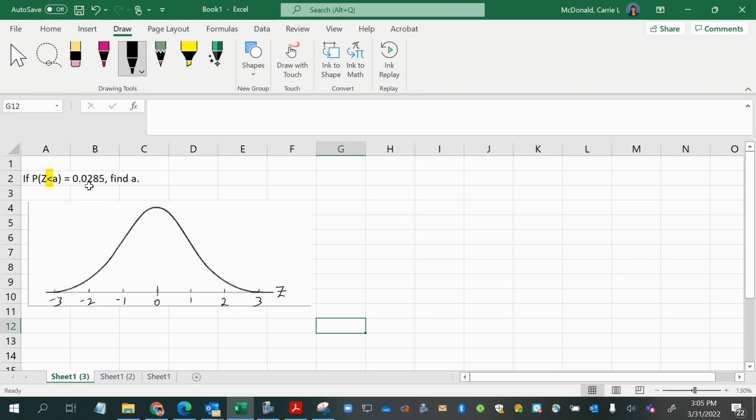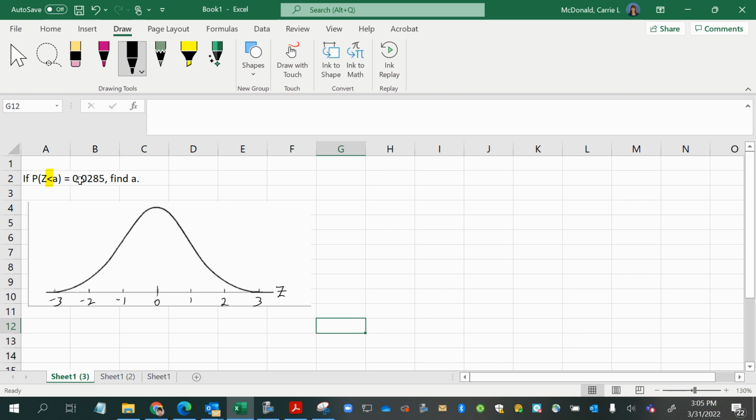Now, knowing that this is a left area, I should mention why I know this is an area, because of the notation here, P of Z less than A. This notation we need to be familiar with at this point in the course, and it means the probability of. So I read it as the probability that Z is less than A. What this means is you're selecting an individual z-score randomly, and you want to know the probability that it'll be less than some specified value. The specified value is actually not specified here, it's unknown.